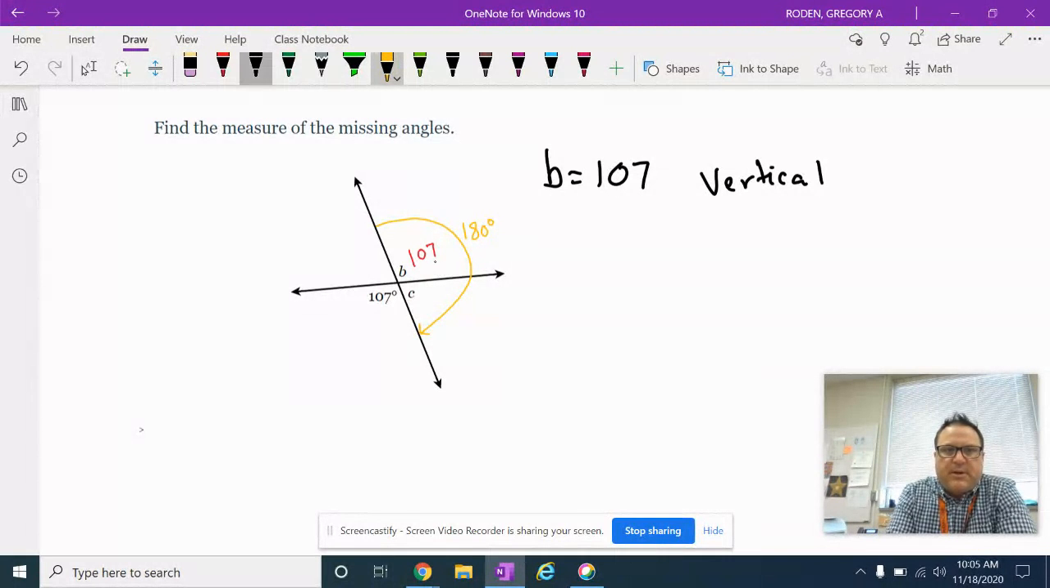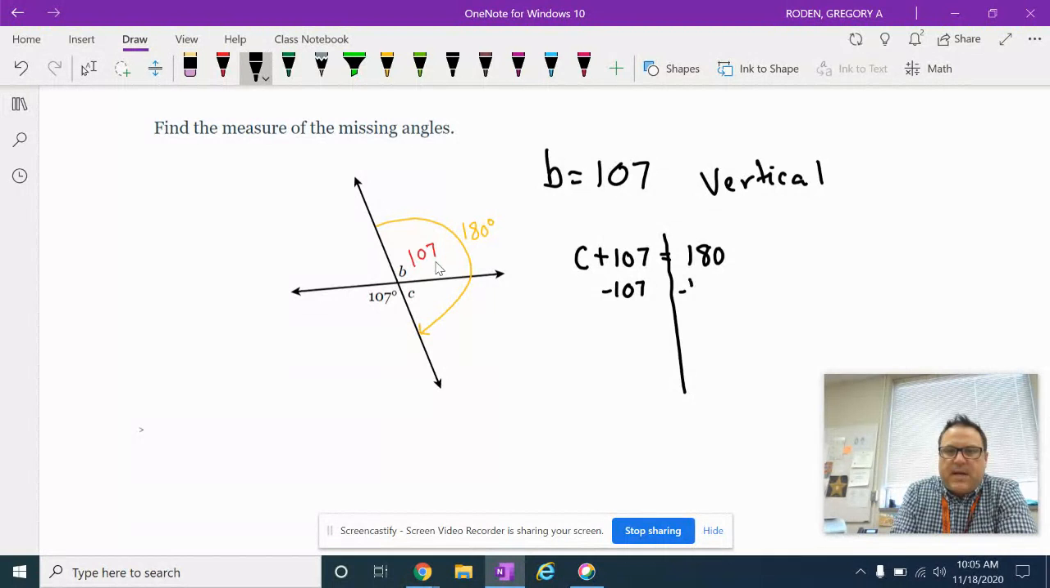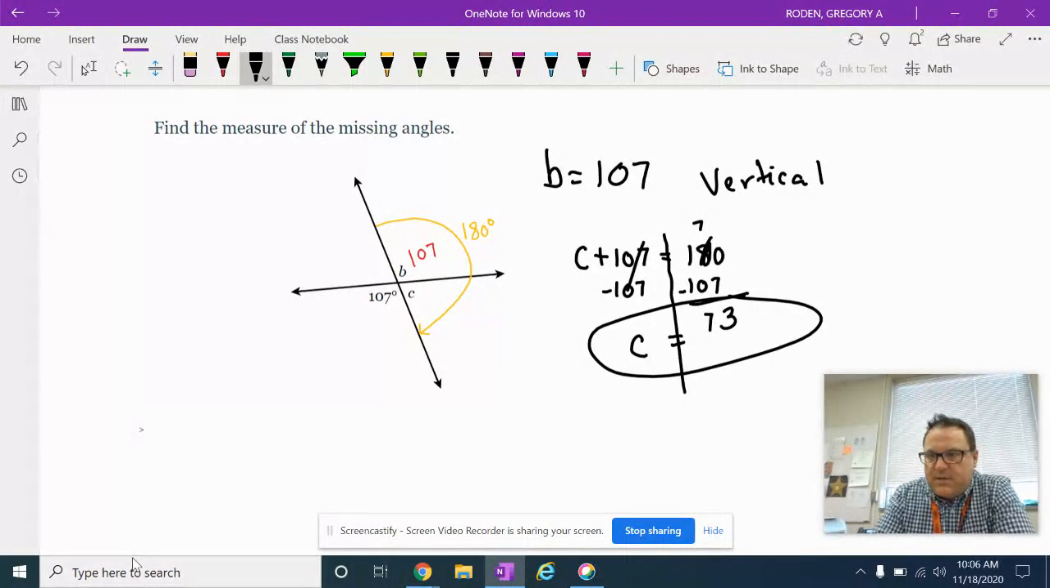That means they're supplementary. So we can write an equation. We can say that C, which we don't know, plus the 107 degrees we got from the vertical angle equals 180 because they are supplementary angles. And then I simply just go ahead and subtract 107 from both sides. All right, so when I do that, those cancel out. C equals, now let's do the math here. So can't take 7 from 0, so this becomes a 7. This becomes a 10. 10 minus 7 is 3. 7 minus 0 is 7. 1 minus 1 is 0. So we get 73 degrees for C.